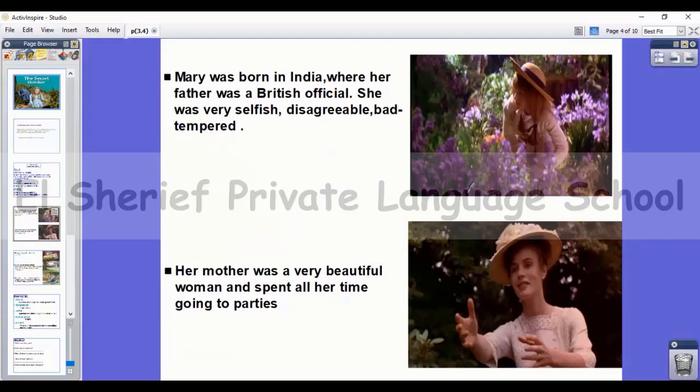As you can see here, this is Mary. Mary was born in India, where her father was a British official, as we said. She was very selfish, disagreeable, and bad-tempered. So now, how was Mary? Mary was a very selfish, disagreeable, and bad-tempered little girl. Okay, you can see here her mother. Her mother was a very beautiful woman, who spent all her time going to parties.